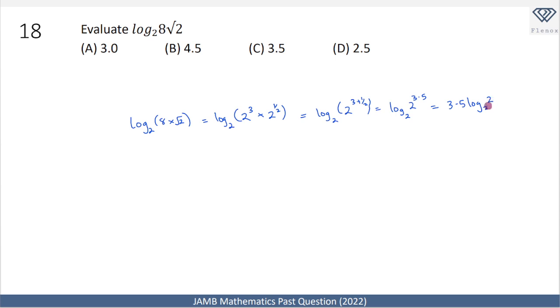Now we know that if the log base and the argument are the same, that is the same thing as 1. So log 2 base 2 is 1. So this is the same thing as writing 3.5 times 1, and that is 3.5. So the correct option to this is option C.